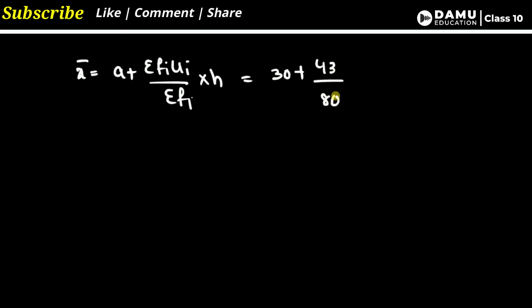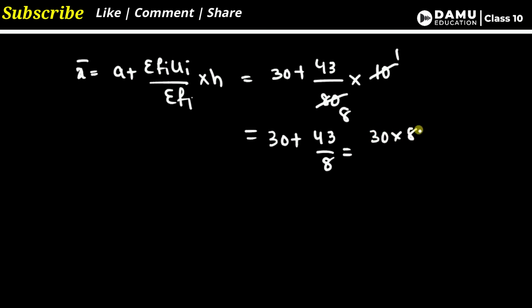Let's find out the mean: a plus summation of fi ui by summation of fi, into h. So the assumed mean we took as 30, plus summation of fi ui, which is 43, then summation of fi, which is 80, into h, which is 10, as we know. 10 ones are 10, 10 eights are 80. That is 30 plus 43 by 8. If you cancel this, take the LCM: 30 into 8 plus 43 by 8. So 30 into 8 is 240, plus 43 by 8.